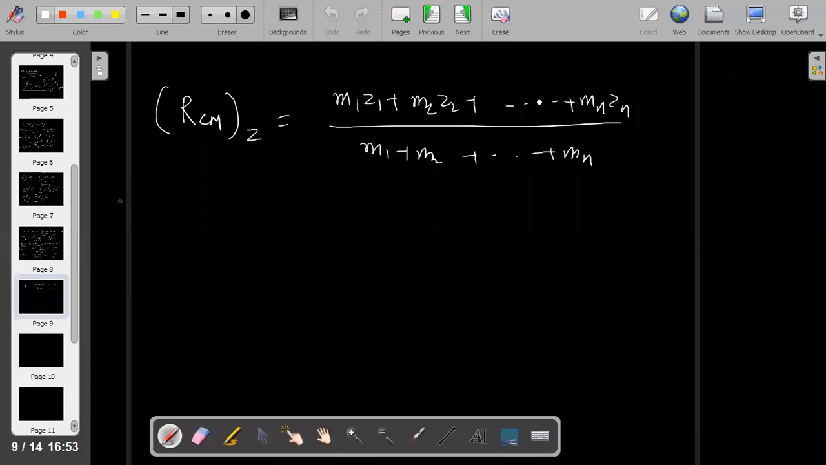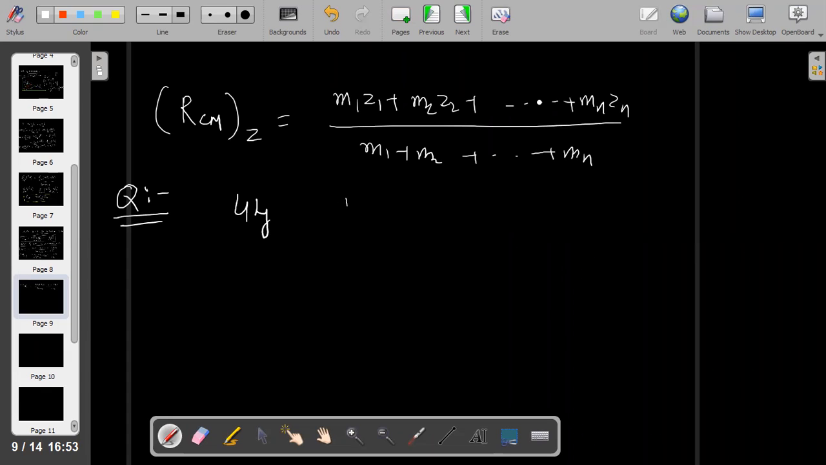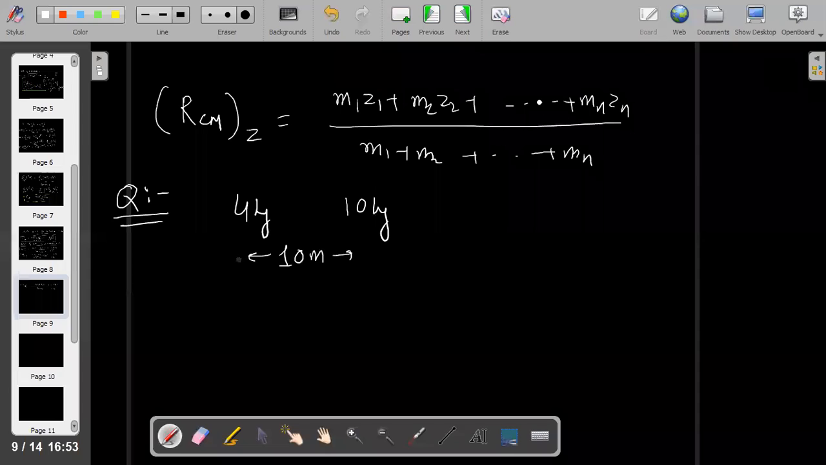Question: if two bodies having mass 4 kg and 10 kg are separated by 10 meters from each other, then find their position of center of mass.